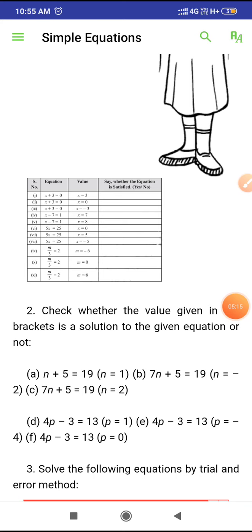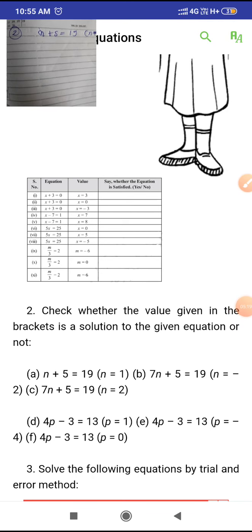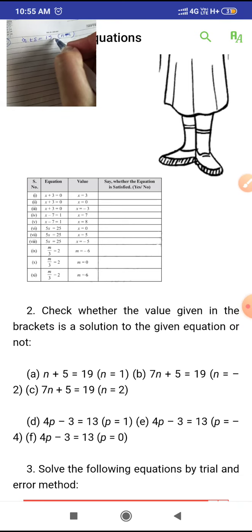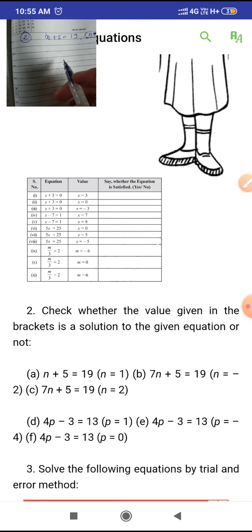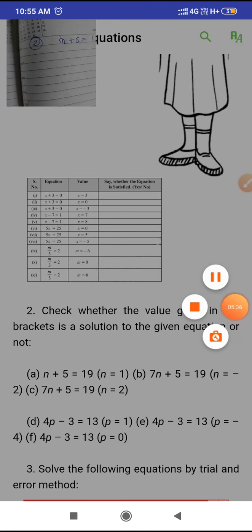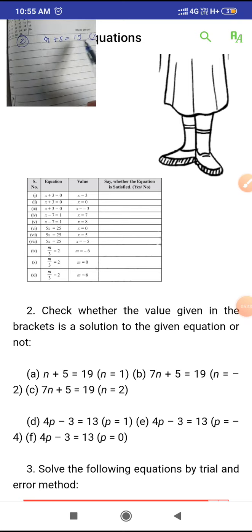So first I am going to explain this question. In this question, an equation is given to you, and next to this equation, in the bracket, a value is given, and you have to find out whether the given value is the solution of this equation or not.